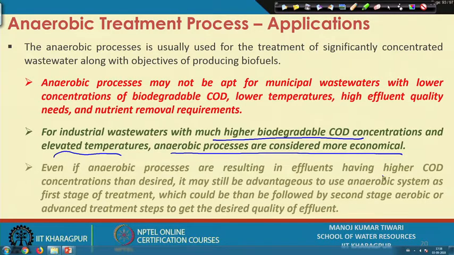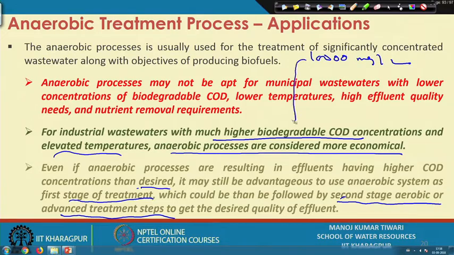and even if these are not resulting in an effluent with the desired COD concentration, it is still advantageous to use an anaerobic system as a first stage of treatment or as a pre-treatment, which could then be followed by a second stage of aerobic or advanced treatment steps to get the desired quality of effluent. Because let us say you are starting with a COD of 10,000 milligram per liter, okay, and your anaerobic system is just giving you say 60% removal. So, it is bringing this 10,000 down to say 4,000 milligram per liter, and then you are going for let us say an aerobic or oxidation process.